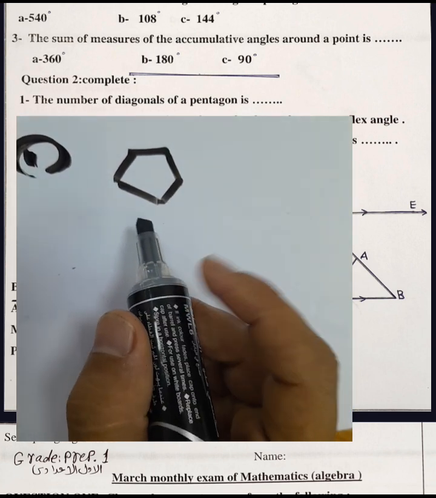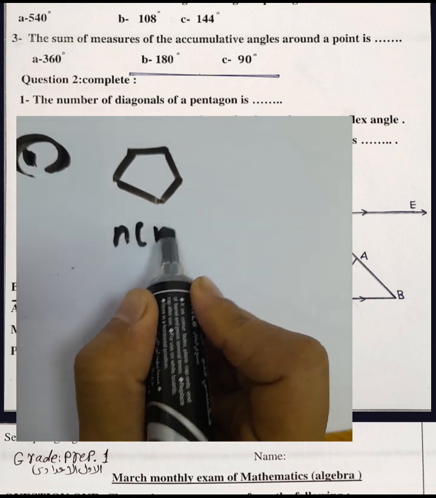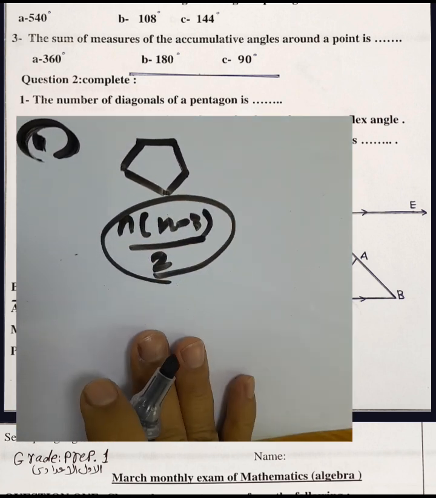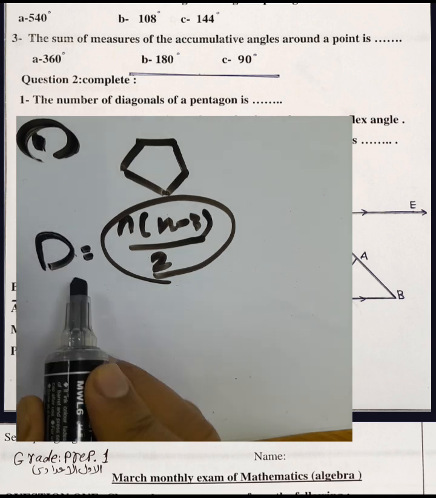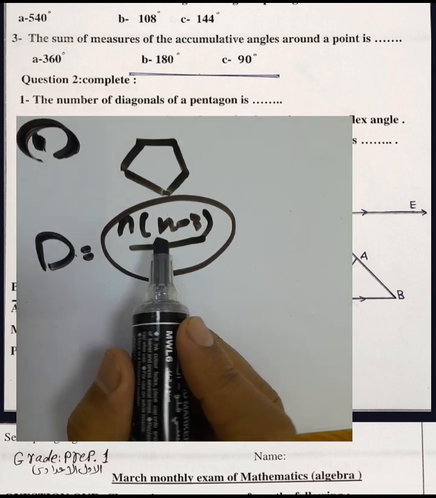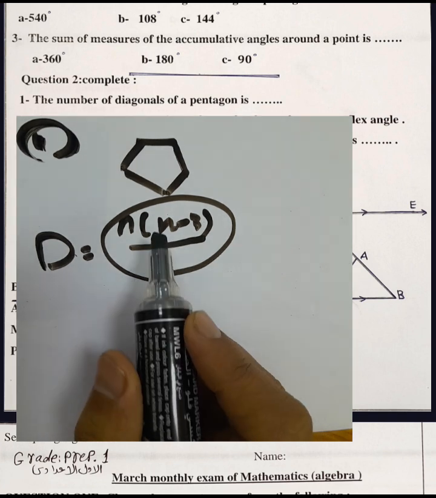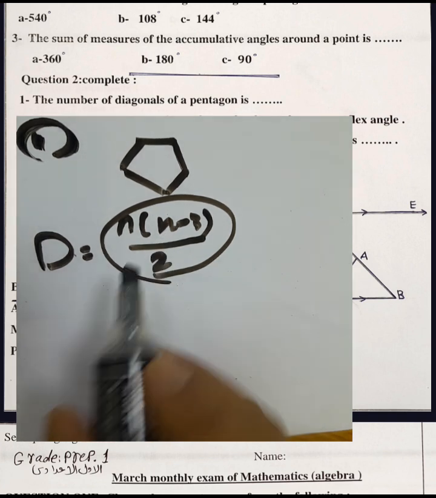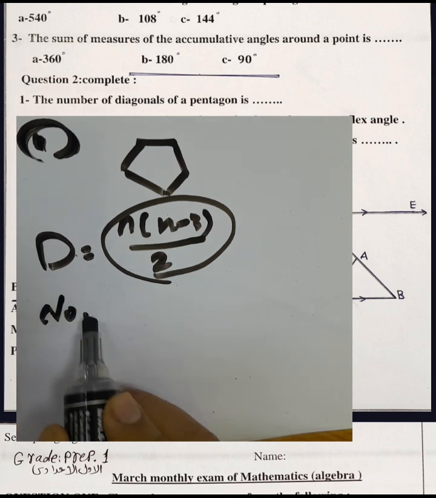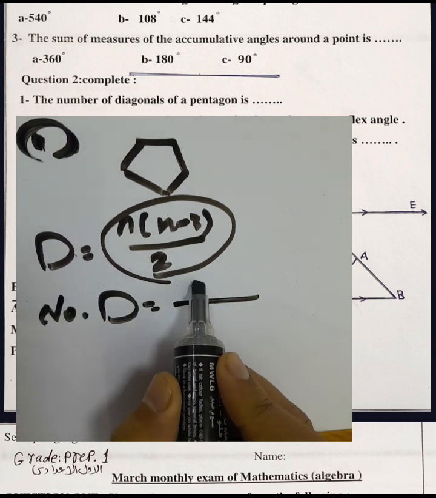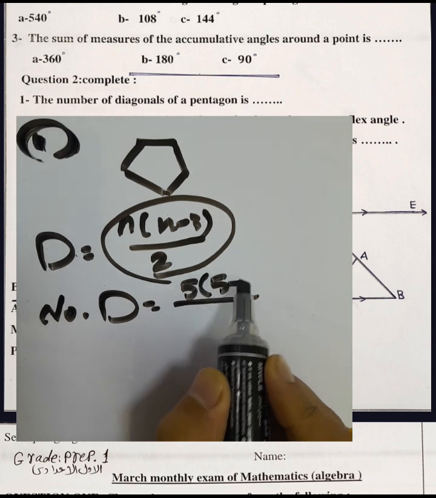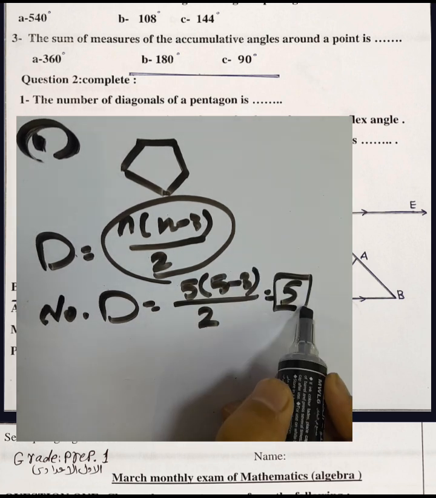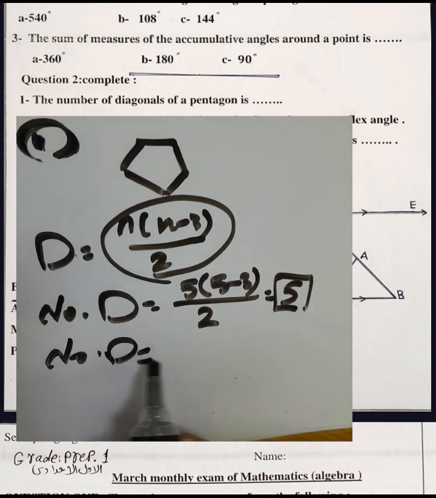Or you can write the rule we use to find the number of diagonals. The number of diagonals equals n multiplied by n minus 3, over 2, where n is the number of sides. How many sides here? 5. Then the number of diagonals will be 5 multiplied by 5 minus 3, over 2, and the result will be 5.